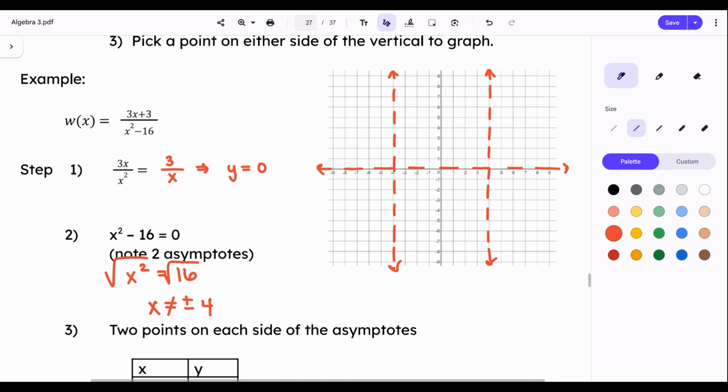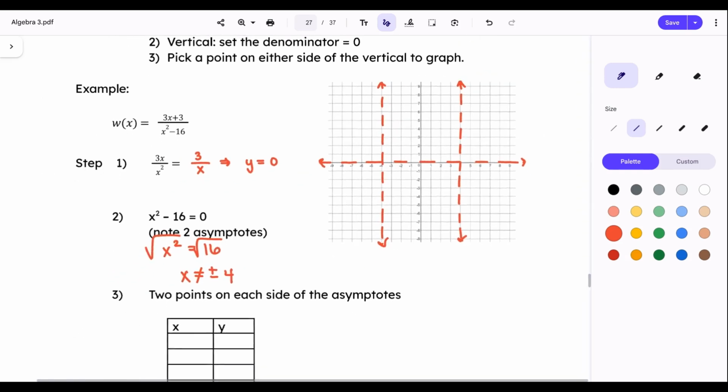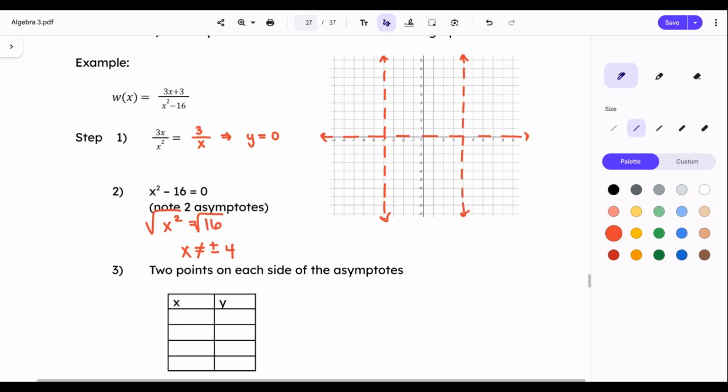All right, so we've got our horizontal and vertical asymptotes taken care of. Now we need to figure out where this graph actually lies. Like where are some points that we maybe need to put in here? So what they're suggesting that you do down below is they're giving you a table to fill in some numbers. And they're saying to find some points on each side of the asymptotes. So that would be that 4 and negative 4.